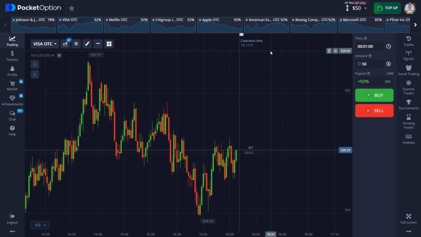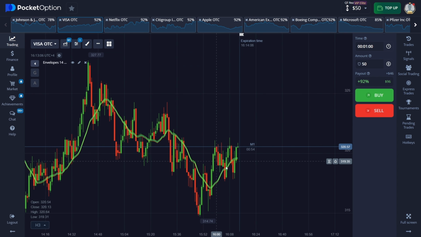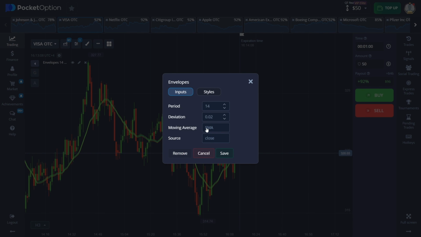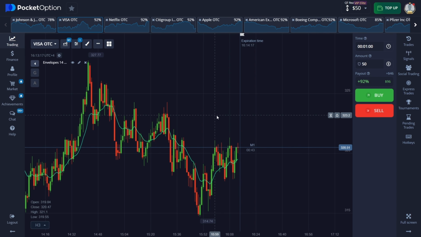Now, let's start the video. First, we'll go to the indicators and select envelopes. Next, go to the settings, choose moving average EMA, and in the style section, unclick top and bottom, leaving only the middle selected. Keep the rest of the settings as default.